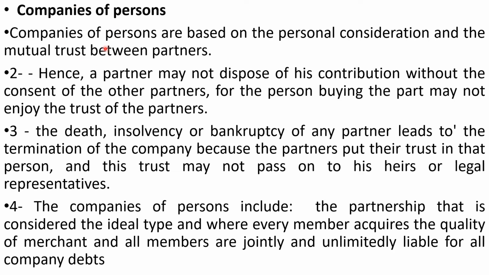A characteristic of this type of company is that it depends on mutual trust between members. Also, no partner has any right to sell a part of their contribution without the consent of all the other partners. If any partner dies or becomes insolvent or bankrupt, the company terminates, because it depends on the trust and good, long-standing relationship between the partners. Companies of persons include partnership, and acquire all the qualities and characteristics of the merchant, and also the obligations of the merchant.